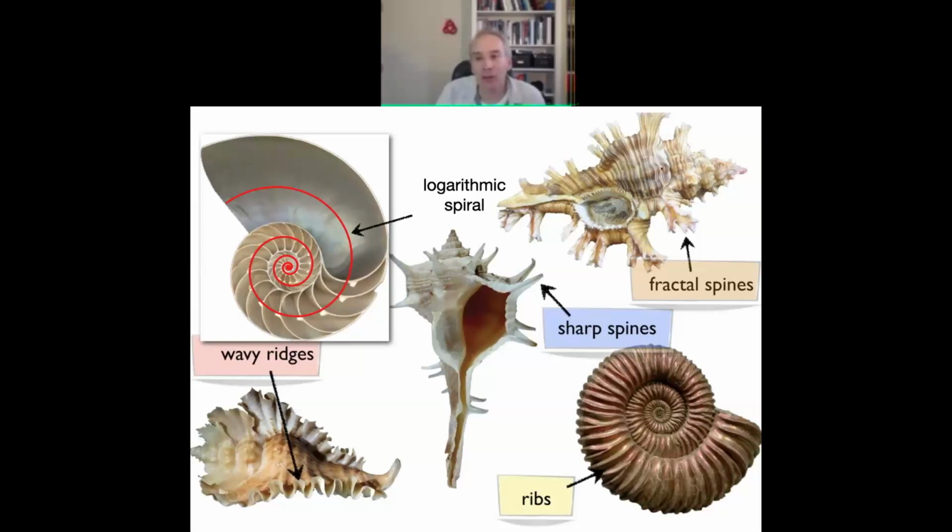patterns that you see in all these seashells, like fractal spines, sharp spines, the ribs, the wavy ridge. Actually, fractal spine is still the one that we are still struggling with. We've made a lot of progress, both with Derek and Régis Chirat in France. We've worked a lot on these over the years.